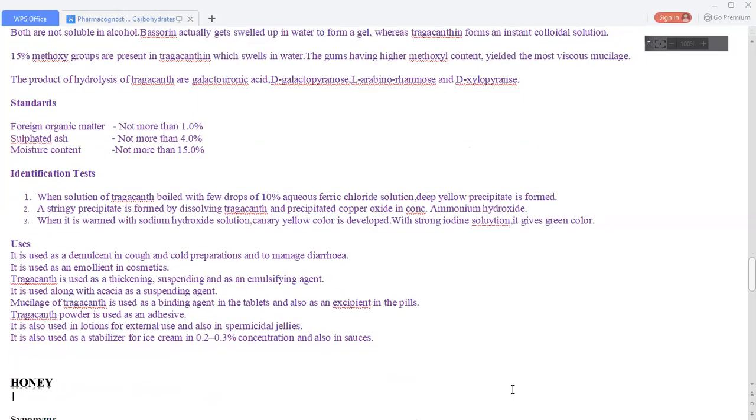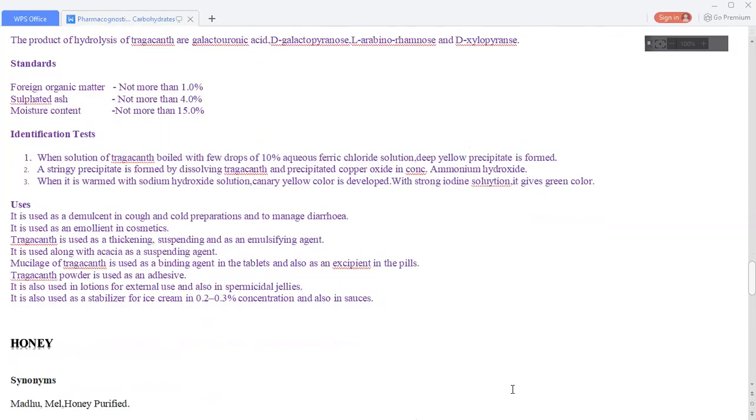Next, coming to its uses, it is used as a demulcent in cough and cold preparations and to manage diarrhea. As it is soothing, that's why it is used in cough and cold preparations. Next, it is used as an emollient in cosmetics. Tragacanth is used as a thickening, suspending, and emulsifying agent. It is used along with Acacia as a suspending agent.